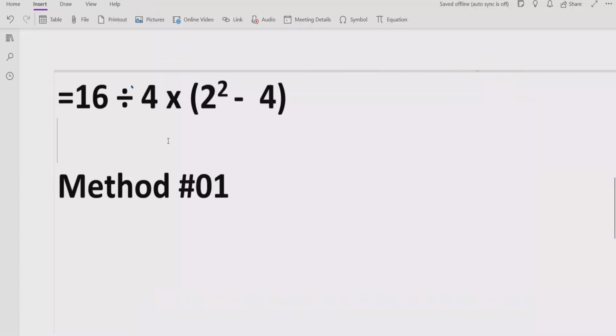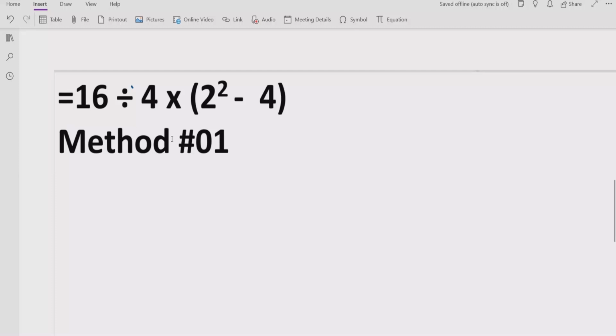So here we have our expression. We will solve this expression using two methods and see which method is correct. First we will solve using method one, where we do not follow any BODMAS and PEMDAS rule. What we will do first is solve this part first, in our fractions.